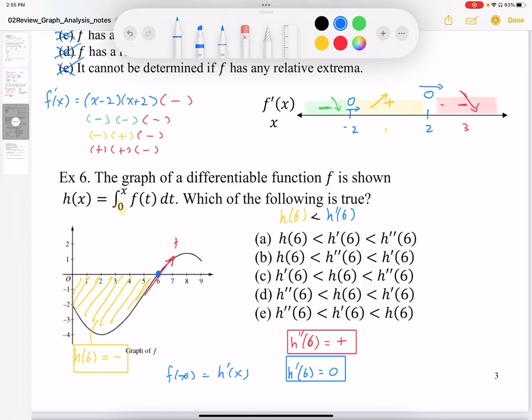which is h prime of 6. That's equal to 0, and we know that 0 is less than a positive value, which is h double prime of 6. So in this case here, we can see that the answer is going to be A, because we go from negative to positive values here. And then we can just double check the other ones, but we can see that none of them will satisfy this condition of negative, 0, to positive.